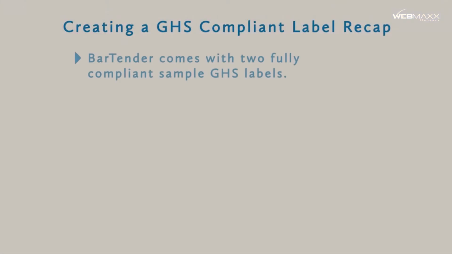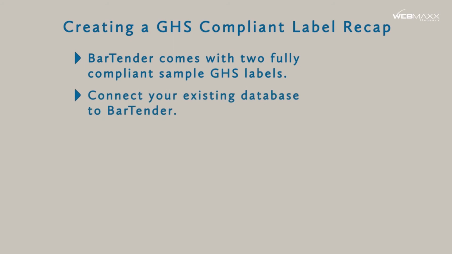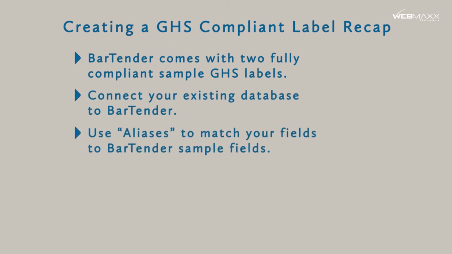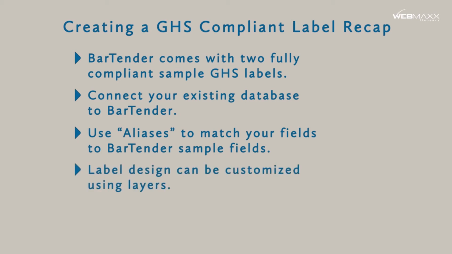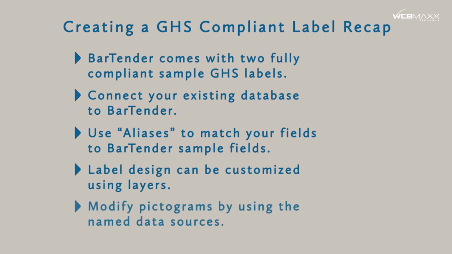To quickly recap, Bartender comes with sample GHS label documents among its sample documents. You will need to connect your database to Bartender and make sure the fields or aliases match the fields in the Bartender sample database. You can further customize your GHS labels using the pre-designed layers, and you can modify the appearance of the pictograms using the existing named data sources.